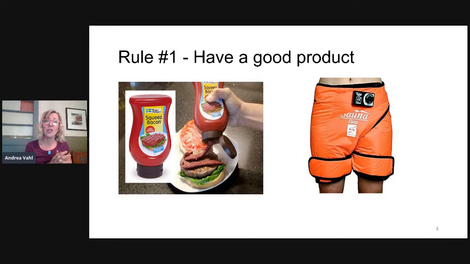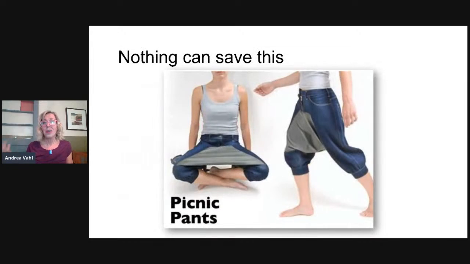I don't know if the sauna pants are going to really go over real big. I don't know who's buying those. Squeeze bacon. Maybe you could target people who like bacon. I'm not sure. Nothing can save the picnic pants. I don't care if you're targeting people who love picnics and hate fashion, but I don't think you are going to sell a lot of picnic pants with Facebook and Instagram ads.